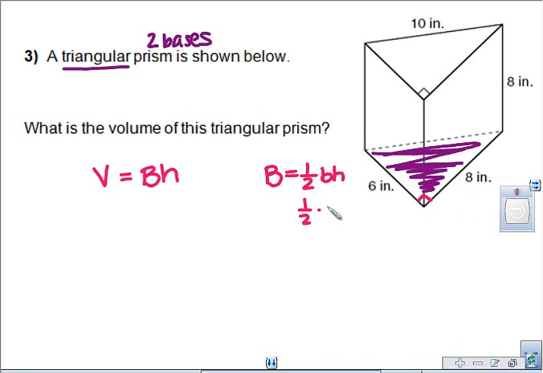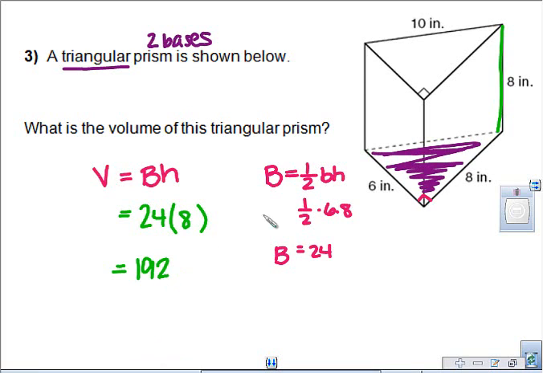So we have 1/2 times 6 times 8, and that gives you 24. So the capital B is 24. The height that goes in the volume formula is the height of the solid, of the actual prism. That is the distance from base to base. So from one triangle to the other is your height, and that is 8. 24 times 8 gives you 192, and our units were measured in inches, so volume would be inches cubed.